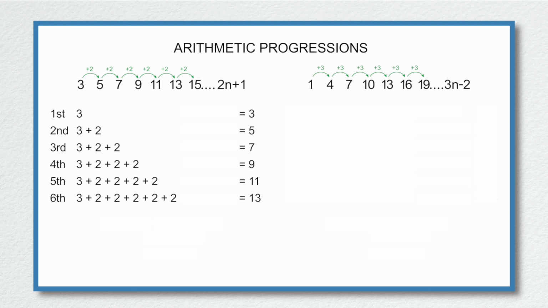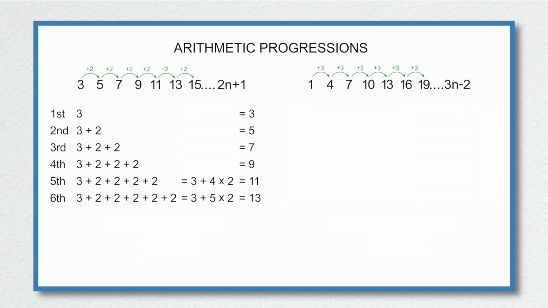Let's look at the sixth term. Look at how many 2's have been added to our original term of 3. For the sixth term, 5 2's have been added. Let's rewrite this as 3 add 5 multiplied by 2. Looking at the fifth term in our sequence, we have the first term of 3, and then we've added 4 lots of 2. So let's write this as 3 add 4 multiplied by 2.